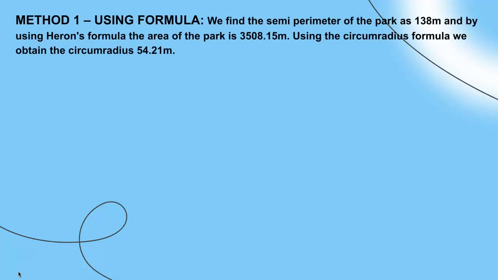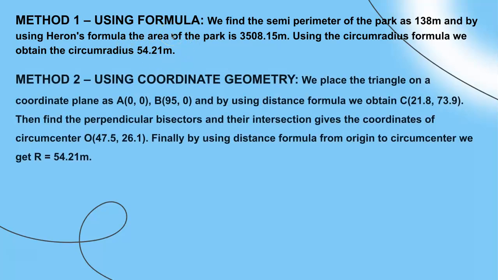Okay, method one is using the circumradius formula. First, we find the semi-perimeter. We add all the sides and divide by 2, which is 138 meters. Then by using Heron's formula, we find the area, 3508.15 square meters. Then by using the circumradius formula, R equals a times b times c over 4 times the total area, we find the circumradius, 54.21 meters.